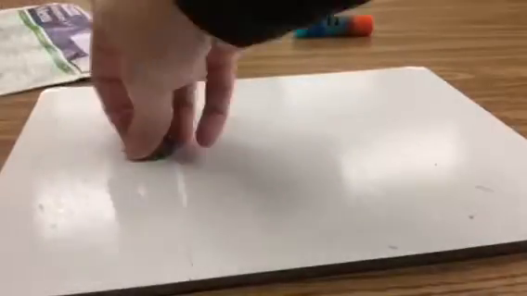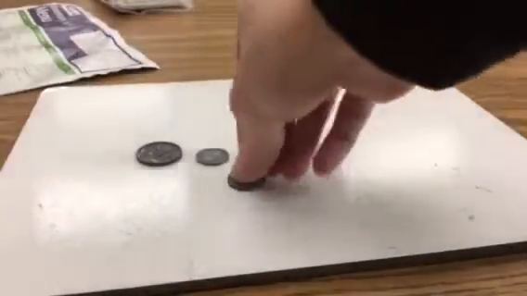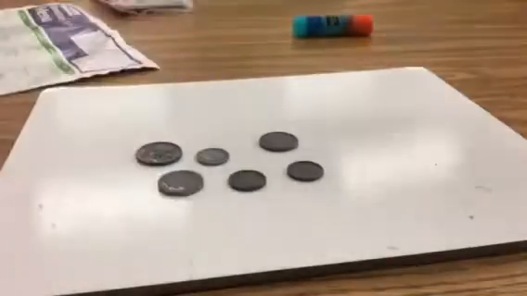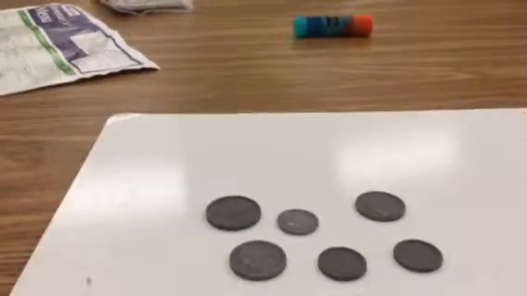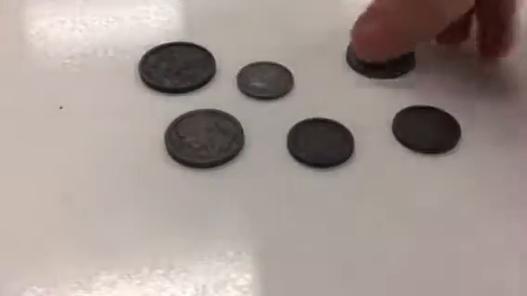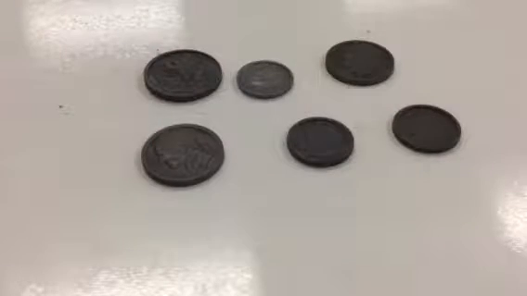Okay, number 3 is money, and it wants to know how much is pictured. So we've got this guy, this, and one of these. Okay, so I have to figure out how much money is there. So first, I need to identify the coins. So I'm going to start with my biggest valued coin, and I'm going to figure out how many of those do I have.